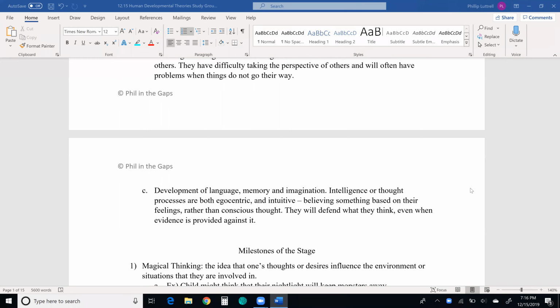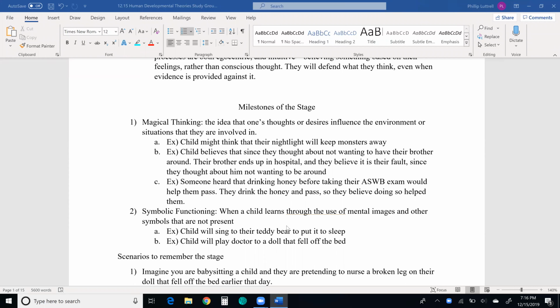So milestones of this particular stage are magical thinking and symbolic functioning. So magical thinking is the idea that one's thoughts or desires influence the environment and situations that they're involved in. So I feel like I have magical powers based on the fact that I am who I am. So for example, the child might think that their nightlight will keep monsters away. So regardless that this is not happening, they believe that it is, and it is reality for them.